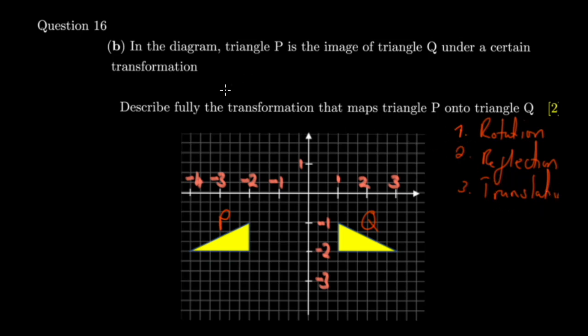Rotation simply means you'll be moving this shape about a certain point. Reflection means you'll be reflecting it about a certain line. Then translation means you'll be just moving it. So here, as you can see, those two are facing each other. When they're facing each other, we have to go with reflection. The one is a reflection of the other, as if there is a mirror there.